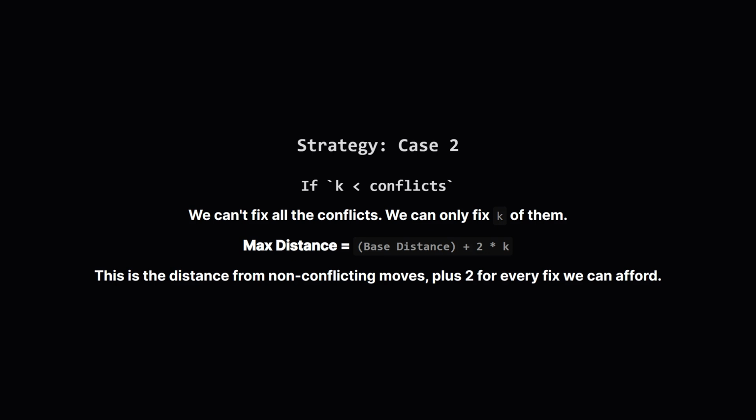Now for the second case, what if our budget K is less than the number of conflicts? Well, we can't fix everything, but we can still use our K changes to fix K conflicts. The maximum distance we can get is the distance from the moves that already agree with each other, plus an extra 2 for every single one of the K changes we're allowed to make. This lets us calculate the best possible distance, even when we can't make the path perfect.